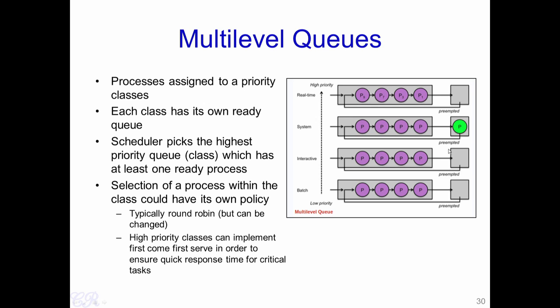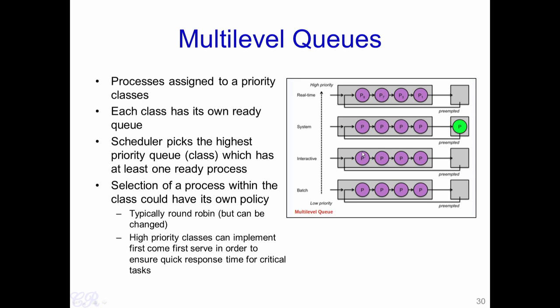For instance, let us say the scheduler has decided to choose the interactive priority class because there were no other processes ready in the real time and the system priority classes. Further, let us assume that there are 4 processes present in the interactive class. Now, the second scheduling algorithm, such as a round robin or a FIFO scheduling algorithm, will then execute to determine which of these 4 processes will be assigned the CPU.